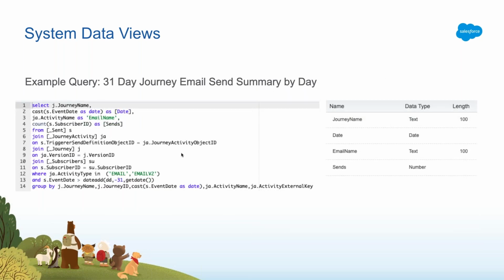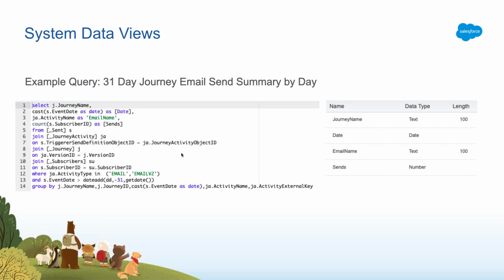And another one which would essentially mimic the sends by day analytics builder report, which is again looking at the journey name, the date, the email name, and the sends. If you were to want to change this to look at opens or clicks or bounces, you see on line 5 where we've got from underscore sent. If you were to change that to open or click or bounce and rename on line 4 where it has sends to opens, clicks, bounces, you would get that set of data at that same level.